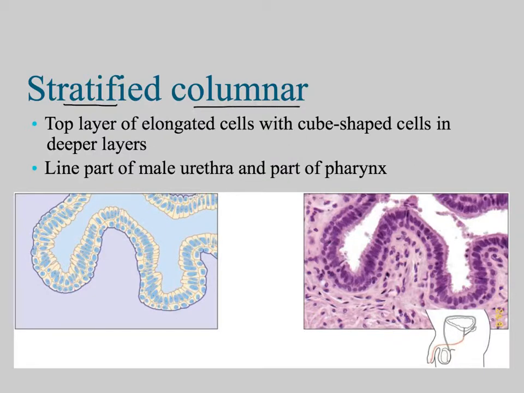Stratified columnar. You should be getting how these names work now. The top layer will be elongated. Again, the cells nearer the basement membrane may be more cube shaped, but as they mature they become elongated. The two places where we find these types of cells are lining part of the male urethra and part of the pharynx. The example here is coming from the urethra. So you can see we've got cuboidal cells on the bottom layer and then these tall columnar cells on the top.